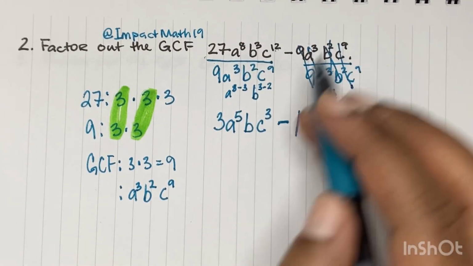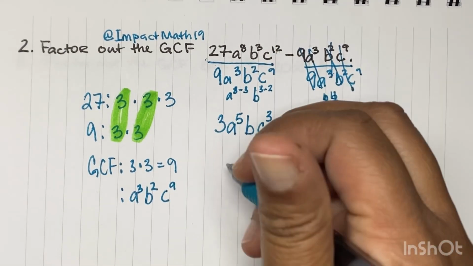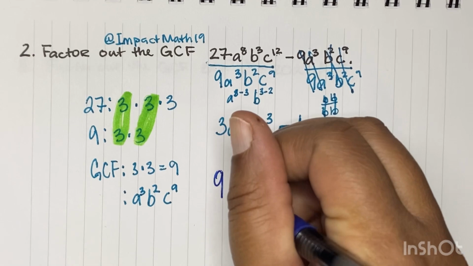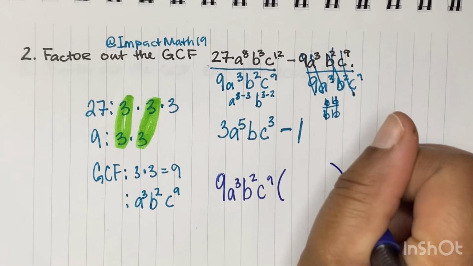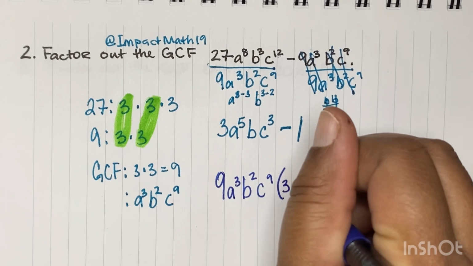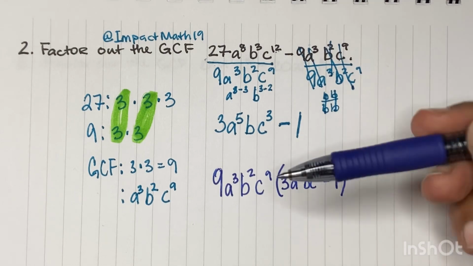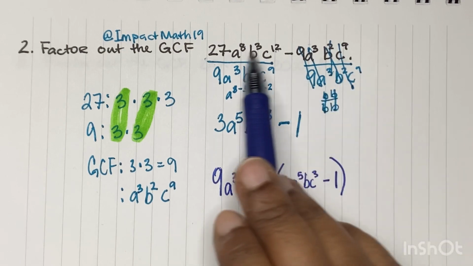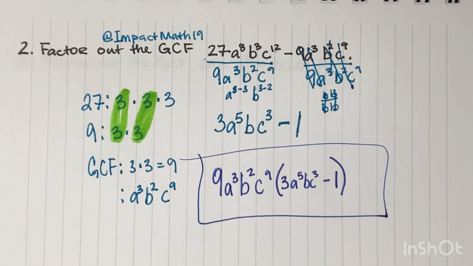Okay, now what you don't want to forget is what you factored out. So how you write this is you're going to write 9, a to the 3rd, b to the 2nd, c to the 9th. Put a parenthesis because all this right here is going to go inside the parenthesis. 3, a to the 5th, b, c to the 3rd, minus 1. And you should be able to distribute this back in, and end up with your original problem. And this is how you factor out the GCF.